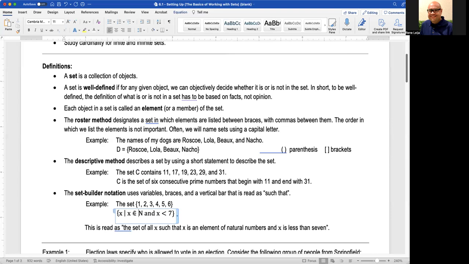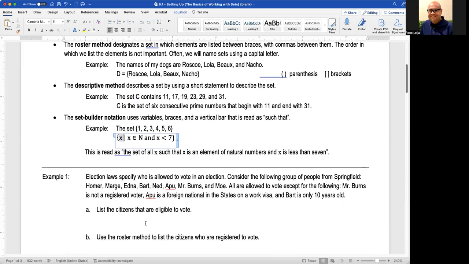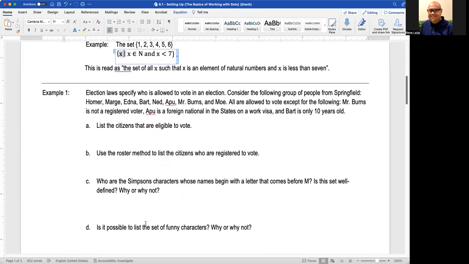X is an element of the natural numbers, which are your counting numbers, and X is less than 7. So that has to be 1, 2, 3, 4, 5, and 6. You cannot include 7 because this does not have an equal to. So once again, the way you read this is the set of all X such that, and then we describe it. X is an element of the natural numbers and X is less than 7.